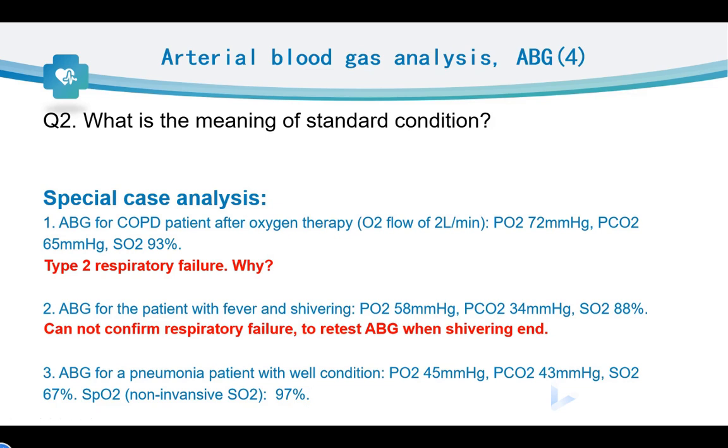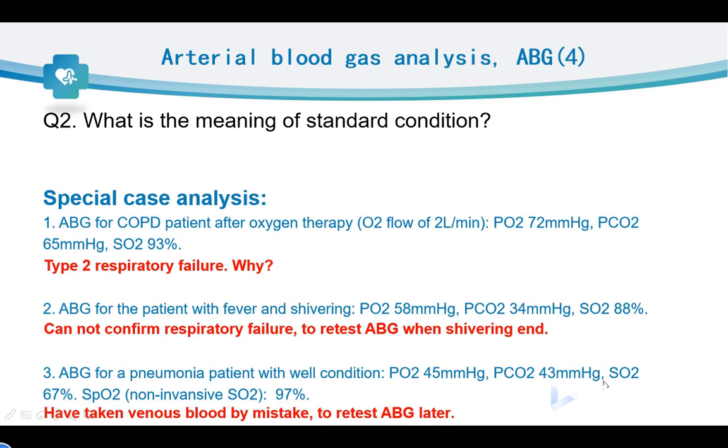The same choice as for the other two cases. What's your answer? Yeah, the answer to this case is that venous blood was taken by mistake. We need to retest the ABG later. Why can we conclude a mistake? Please look at here.